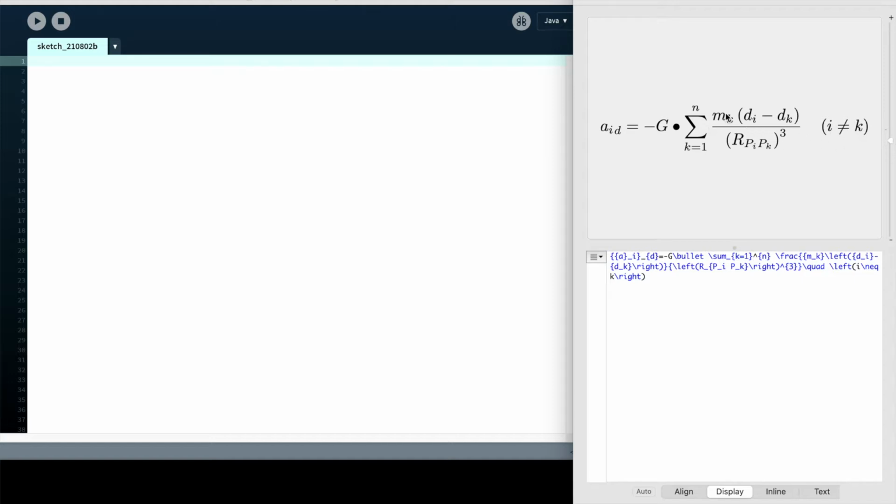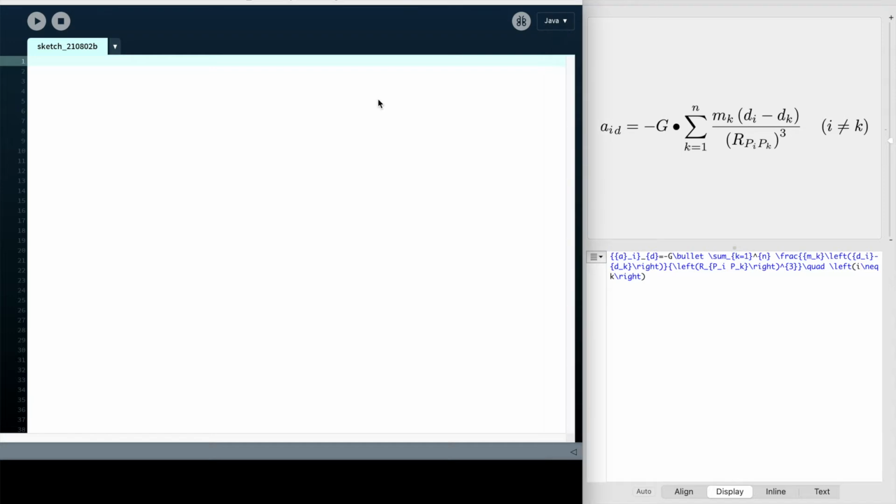Then in the numerator, we multiply the mass of the kth object times d_i minus d_k, which means, for example, when d is the x dimension, we're basically subtracting the x distance between the ith object and the kth object. And we're dividing that by the distance between the coordinate of the ith object and the coordinate of the kth object, cubed. And so this is the equation I'm going to be using to make the n-body simulation. Now let's go on to coding.